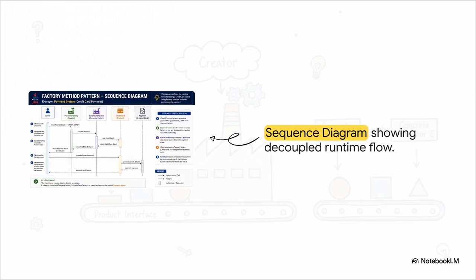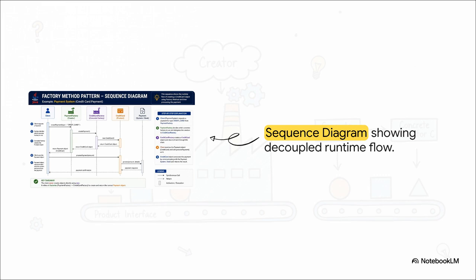If we trace the synchronous calls as they happen, you can really see the decoupling in real time. The client requests a credit card payment from the main payment factory. That factory delegates the request to the specific credit card factory. The concrete factory creates the actual credit card object and passes it back up the chain. Finally, the client gets the object and processes the payment.